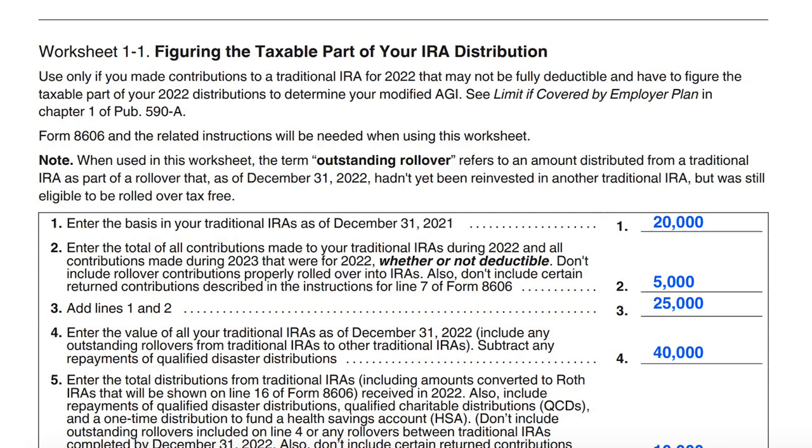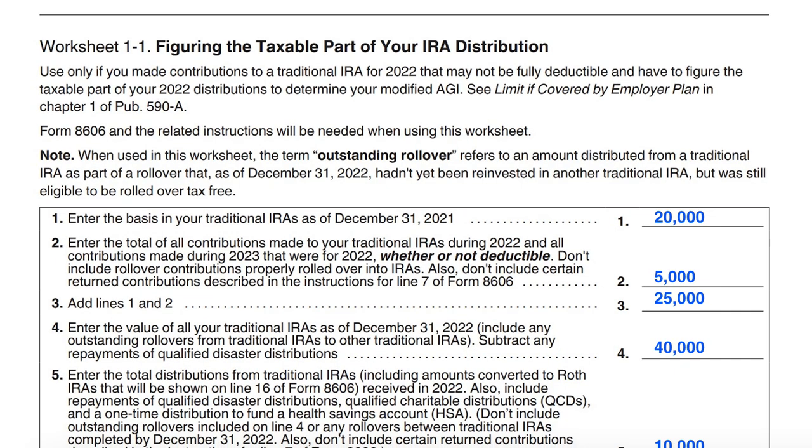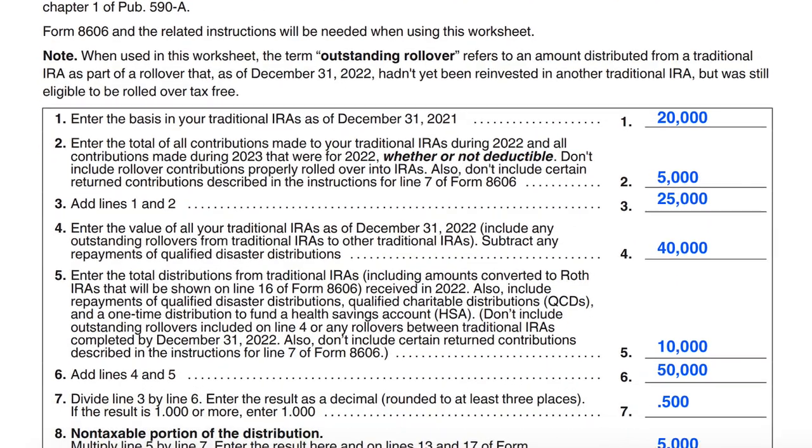So in line 4, we're going to enter the value of all outstanding traditional IRAs as of the end of this year. So if you had your basis plus your contributions, and that was $25,000, now we're going to enter the value as of the end of the tax year. So this would include any outstanding rollovers between IRAs.